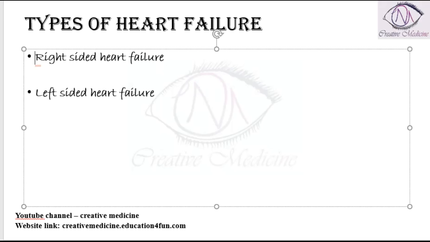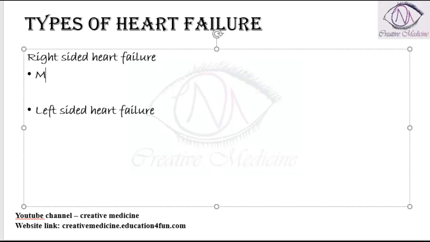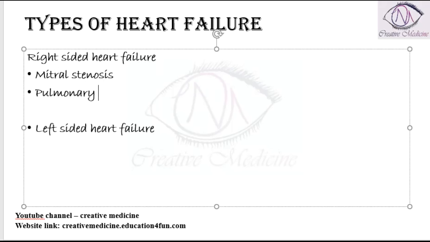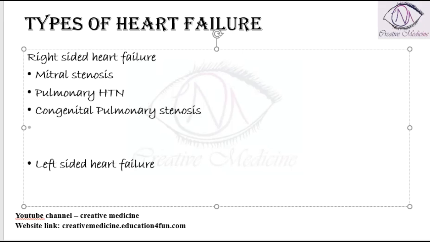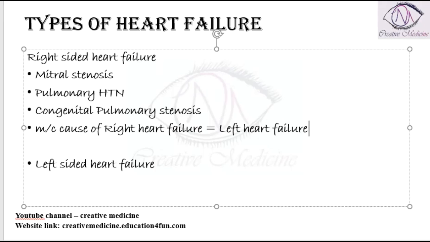So where do you see right-sided heart failure? Right-sided heart failure is seen in conditions like mitral stenosis, pulmonary hypertension, or congenital pulmonary stenosis. These are the conditions where you can see right heart failure. But what is the most common cause of right heart failure? The most common cause of right heart failure is nothing but left heart failure.